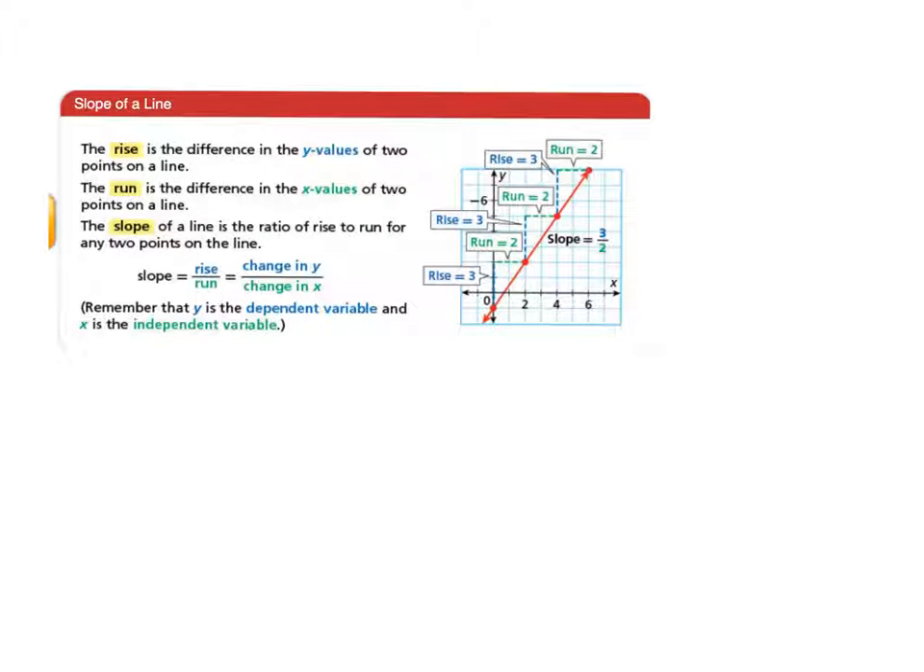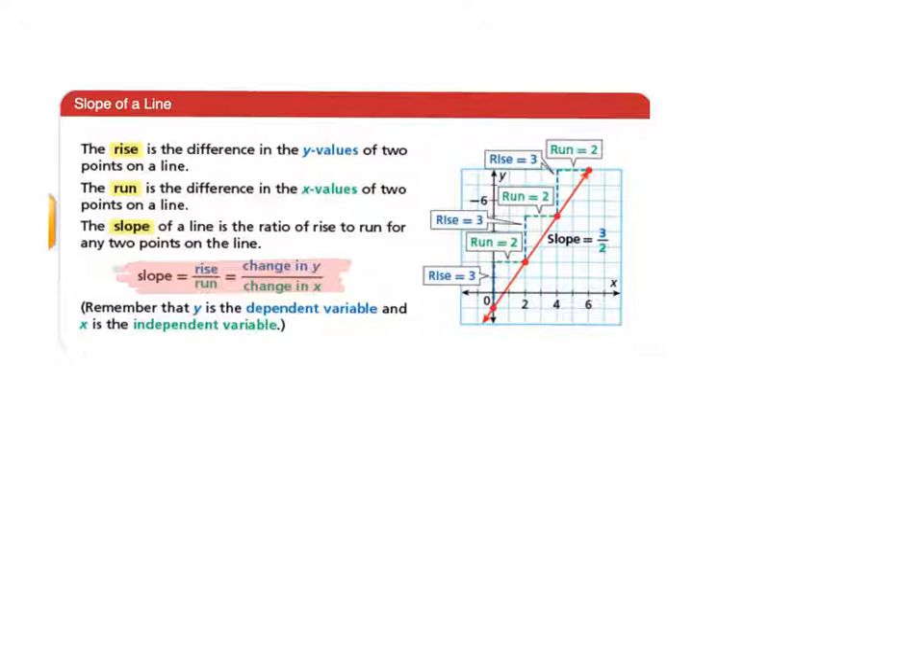So slope is the same as rate of change in the sense that it's the change in y over the change in x. So let me highlight where it says that down below here. Slope is rise over run, but it's also change in y over change in x, which is what we were just doing.